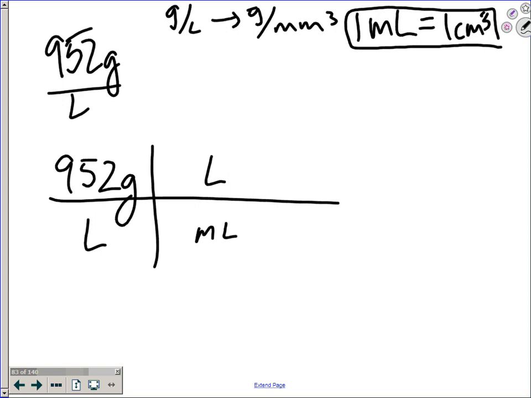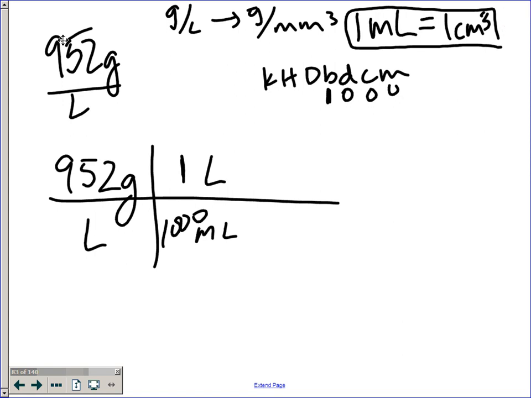And what's this relationship? Oh, so King Henry died by drinking chocolate milk. Where's liter out here? Base. So if I put a 1 on liter, the 1 always goes in the bigger unit. There's 1,000 milliliters in a liter. I heard both, so just make sure we're on the same page. Okay, and then liters cancel out.